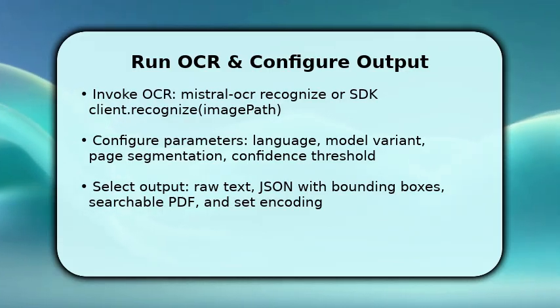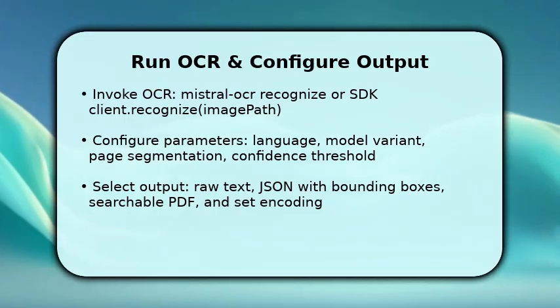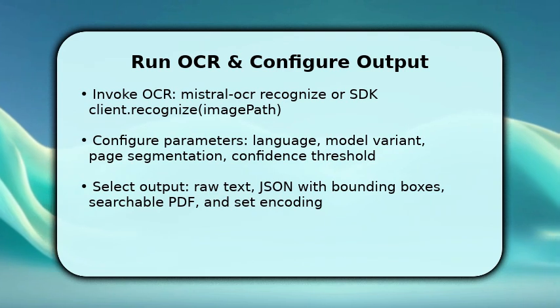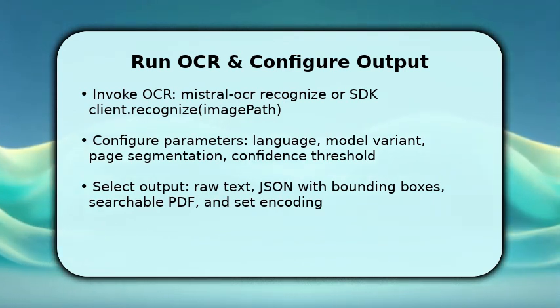This helps downstream parsing. Choose output format: raw text for quick reads, JSON with bounding boxes for structured parsing, or searchable PDF for archiving. Make sure encoding is UTF-8 to preserve characters.